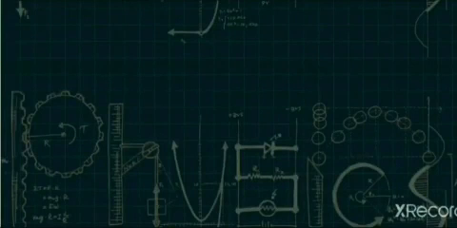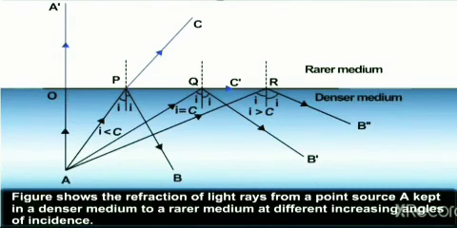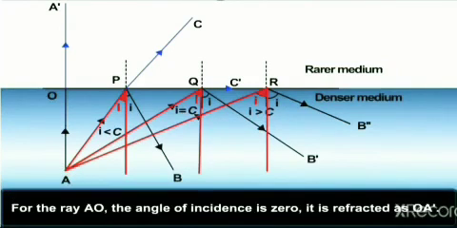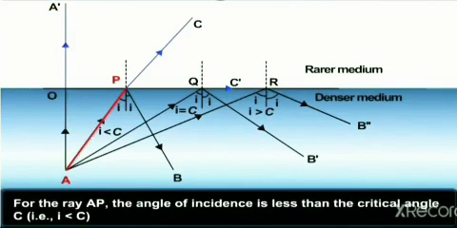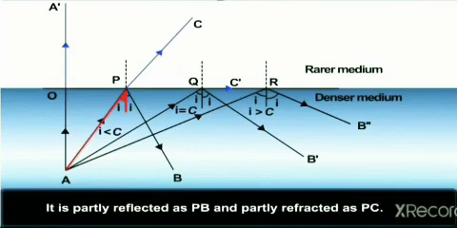Total internal reflection of light rays at different angles of incidence. The figure shows the refraction of light rays from a point source A kept in a denser medium to a rarer medium at different increasing angles of incidence. For the ray AO, the angle of incidence is 0. It is refracted as OA dash. For the ray AP, the angle of incidence is less than the critical angle C, that is, i less than C. It is partly reflected as PB and partly refracted as PC.